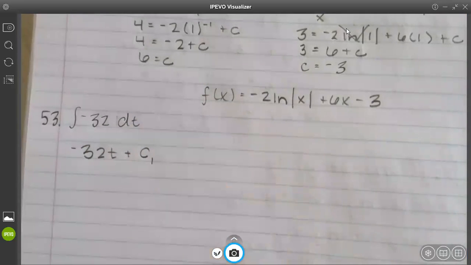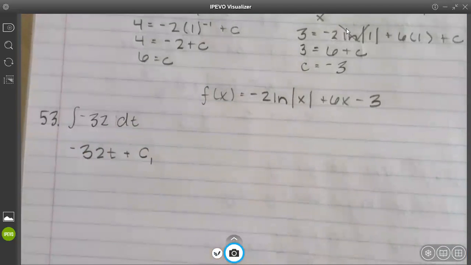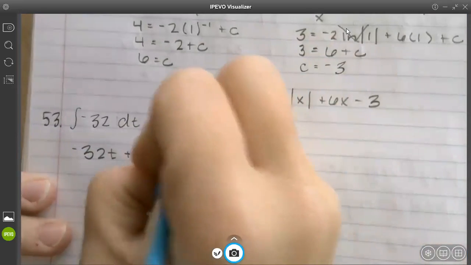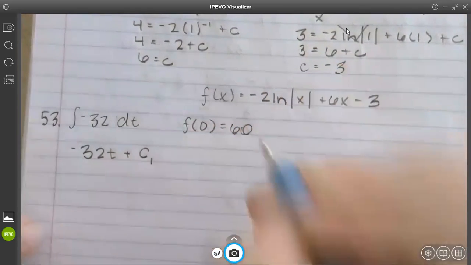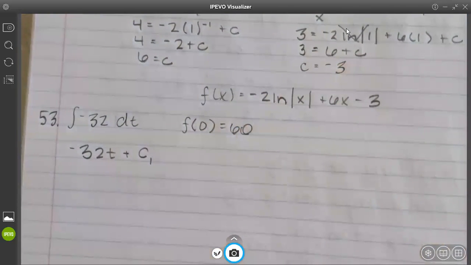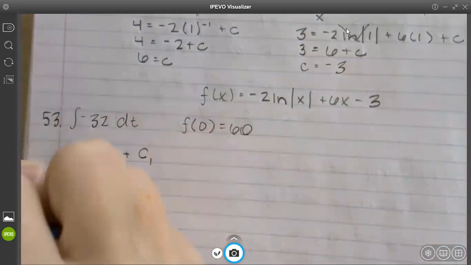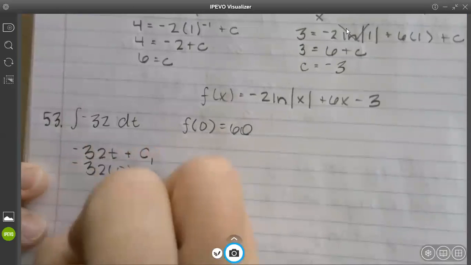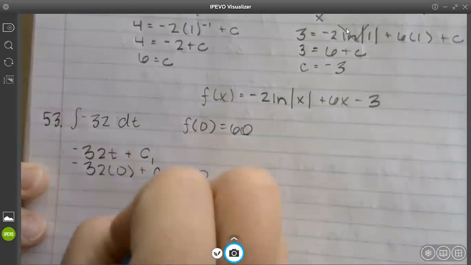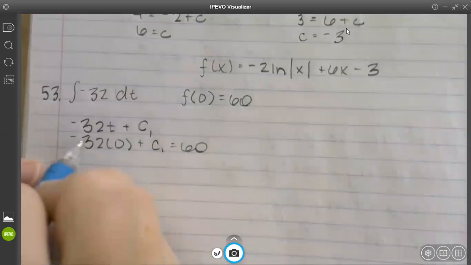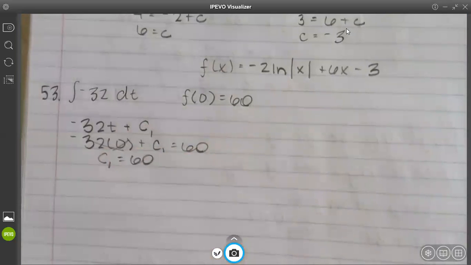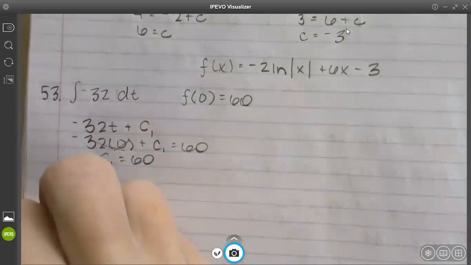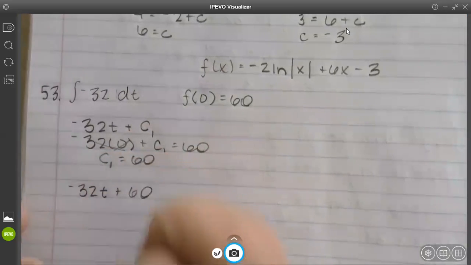So remember, in our word problems, we're going to integrate twice. So our c, we're going to put c1 instead of just c. Okay. So then it told you that f of 0 equals 60. It told you that in the word problem. So this says, when I plug in 0, I get 60. So that means that C1 is 60. Rewrite your equation, negative 32t plus 60.